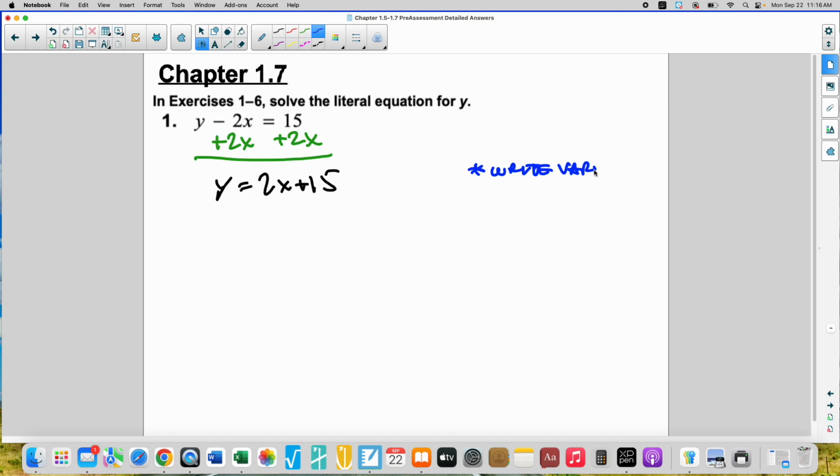variable before the constant. We'll see how many people remember that.